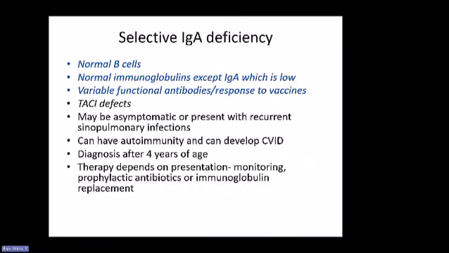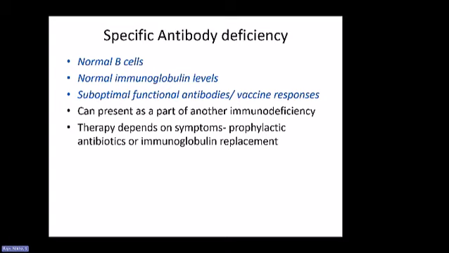IgA deficiency, we talked about that. These can evolve into CVID and autoimmunity, and you pretty much monitor them and give them prophylactic antibiotics. If they do not respond or they have subclass deficiency as well as poor response to vaccines, you can consider infusions. Specific antibody deficiency can be part of another immunodeficiency. B cells are normal, immunoglobulin levels are normal, their response to vaccines is low.